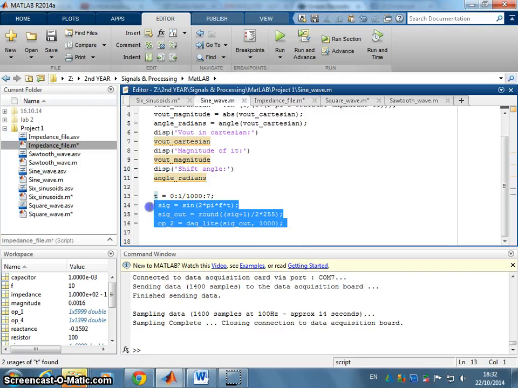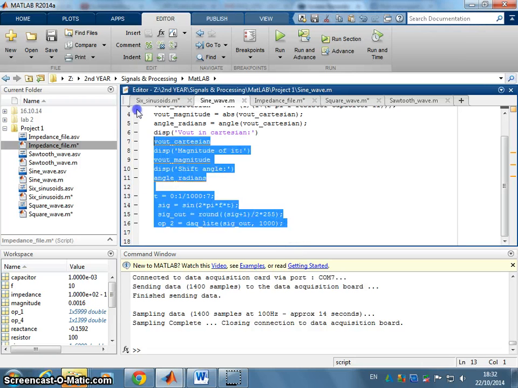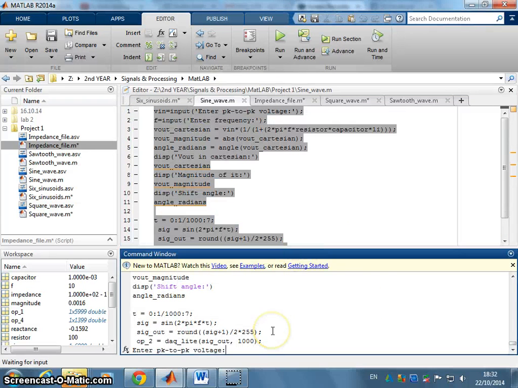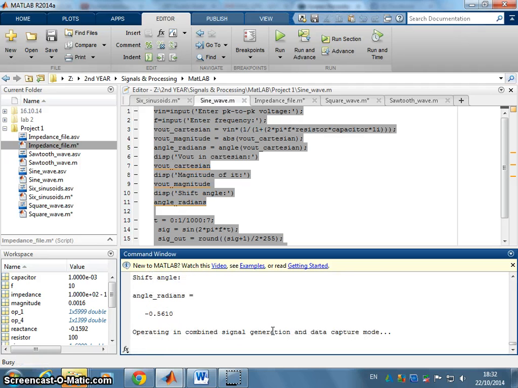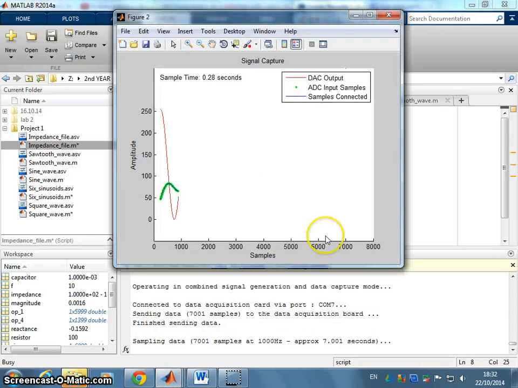I create a variable called sig with sine of 2 pi f t and a vector of t starting at 0 and ending at the 7th second. So I'm just going to evaluate that selection. Again, peak to peak voltage, frequency of say 1 Hertz, and I forgot to mention, I also included the formula for the phase shift, or the shift angle between two sinusoids, which is given by this function here.